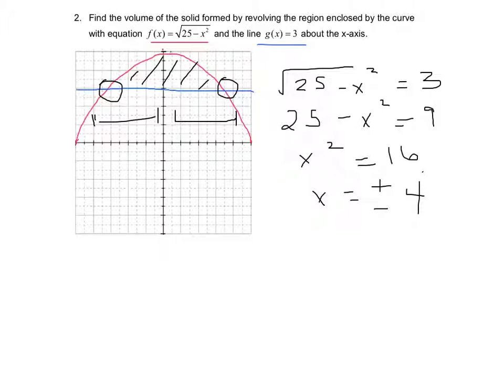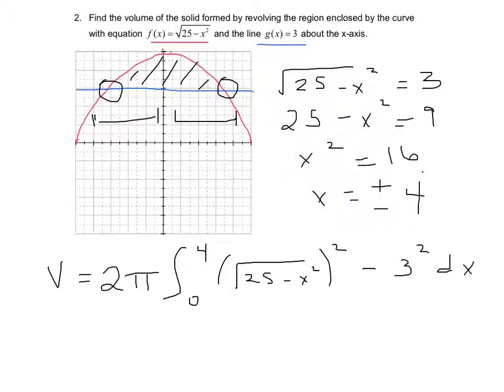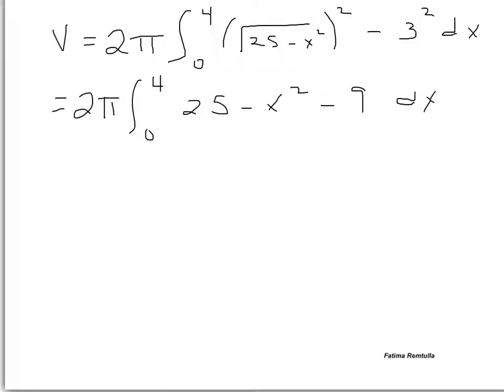So when I write my volume, I'm going to double the volume from 0 to 4. Notice here I've written 2 pi instead of pi, and notice my integral is from 0 to 4. My top function is the circle, so the red function, and my bottom function here is the blue function. So again, I've written the top function here, squared, minus the bottom function squared, so I'm remembering to square, and now I simply apply the squared and I get 25 minus x squared minus 9.